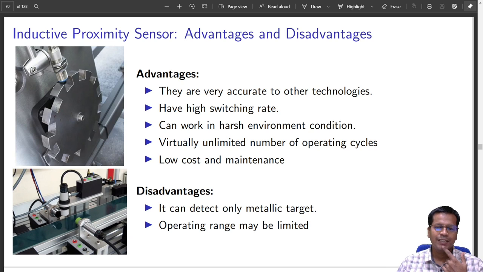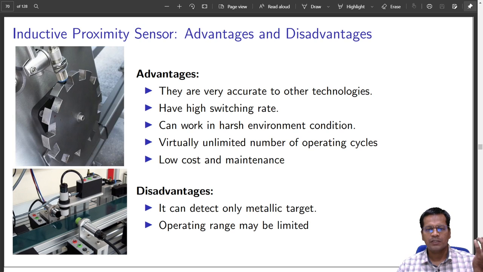The disadvantage is what is expected. Only a metallic target can be detected, because it works on a ferrous object coming near that causes eddy current changes, or in that proximity, the inductance sees some sort of change and causes oscillation changes. So there has to be some metallic object nearby which can carry eddy current.